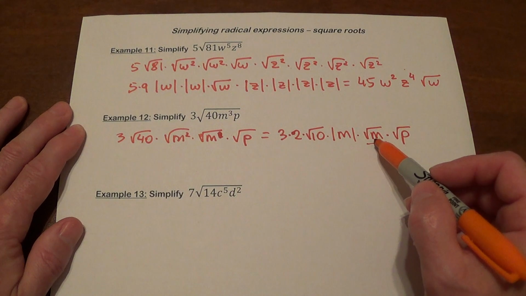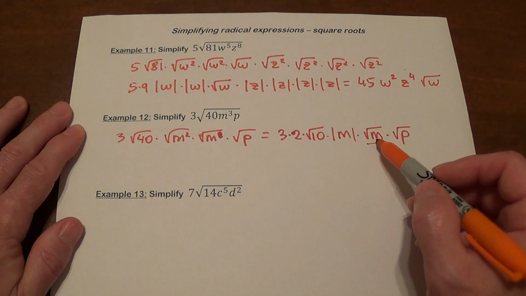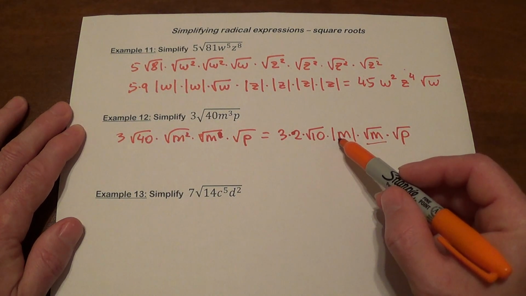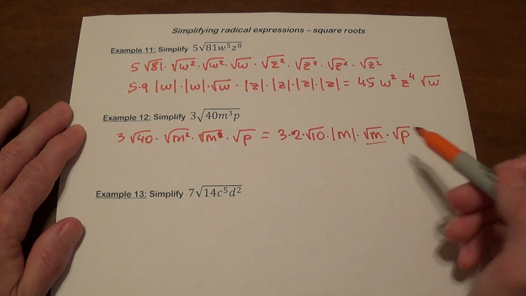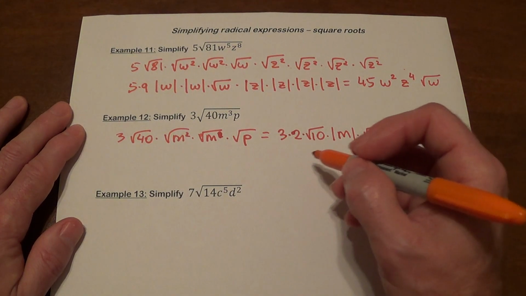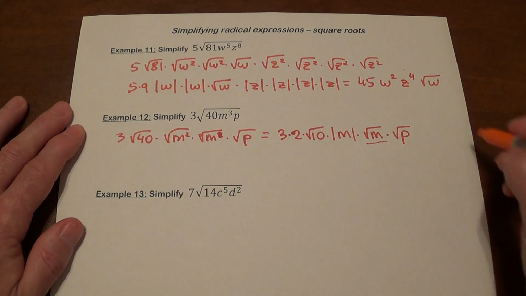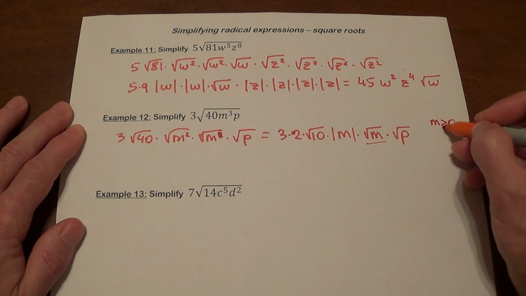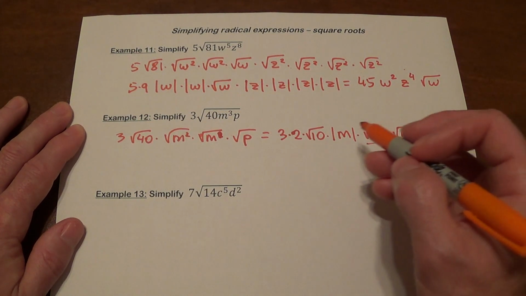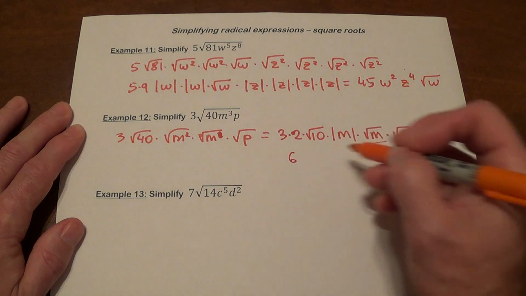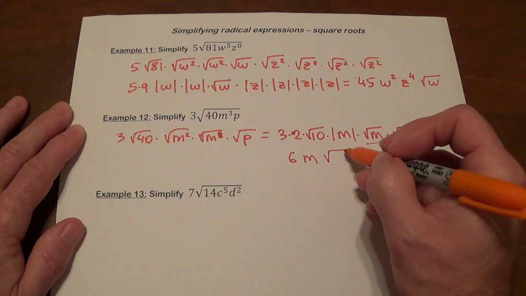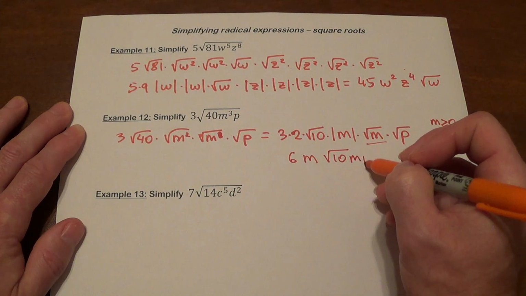This here implies that m has to be a 0 or a positive number. So that means that the absolute value of that number will always be positive anyway, and you actually don't need to keep the absolute value of m here, because the implication is m is going to be greater than or equal to 0. So since this is already positive, you don't need the absolute value here. So it's going to be 6m times the square root of 10mp.